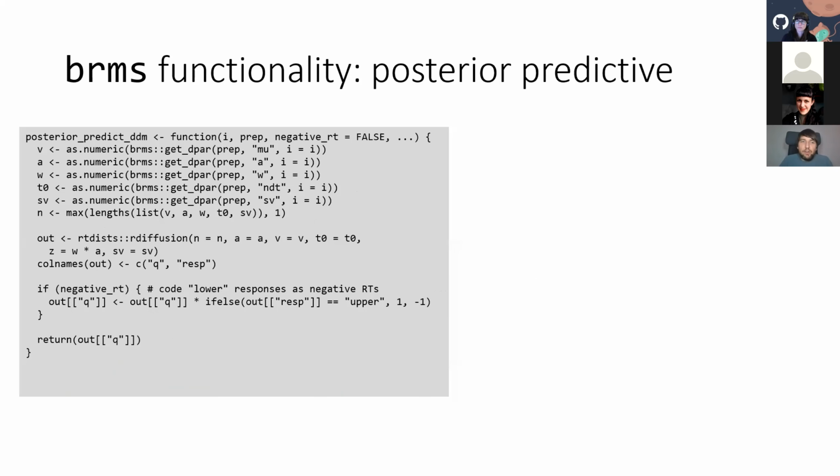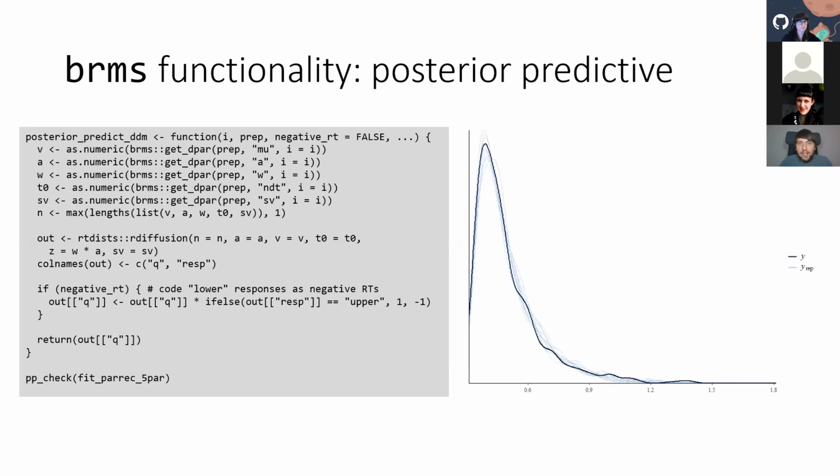We also wrote a posterior predict function, of course. So you can simply run pp_check on the fitted model object, and you get posterior predicted distribution values. They look fine here in this case.